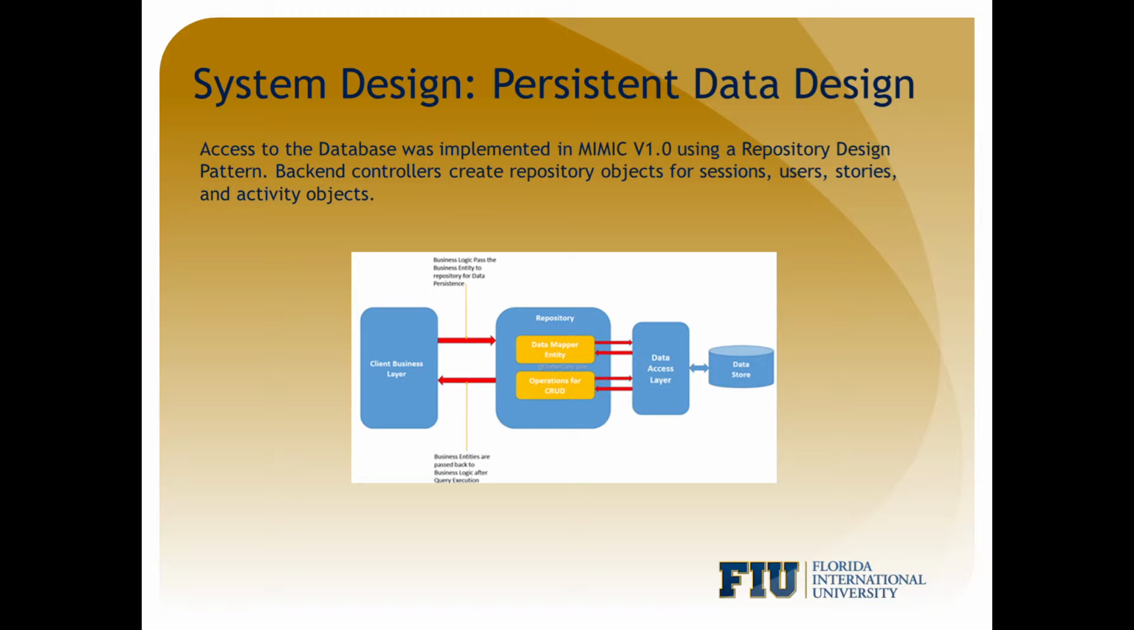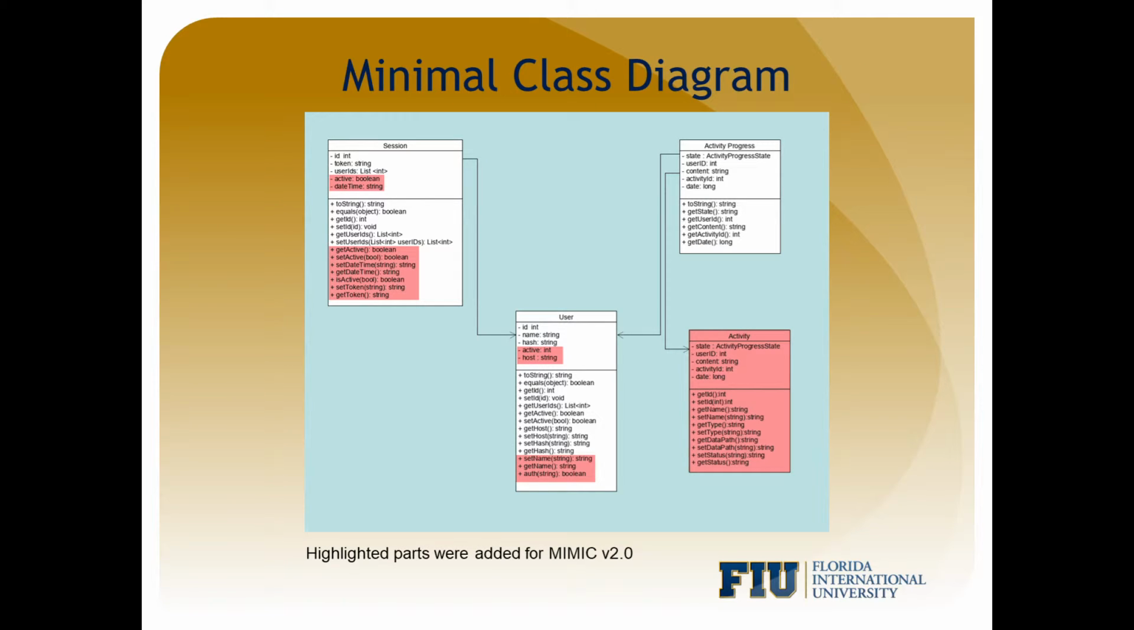The backend controller in this design allowed us to access the database using the repository design pattern, which helped us create repository objects for sessions, users, stories, and activity objects. We illustrate in red highlight some of the functionality that were added to several classes. Changes were mainly due to the fact that new parameters were needed for implementation of activity and user functionality.